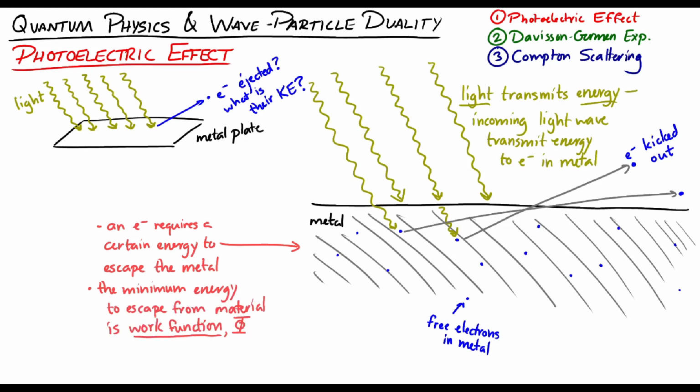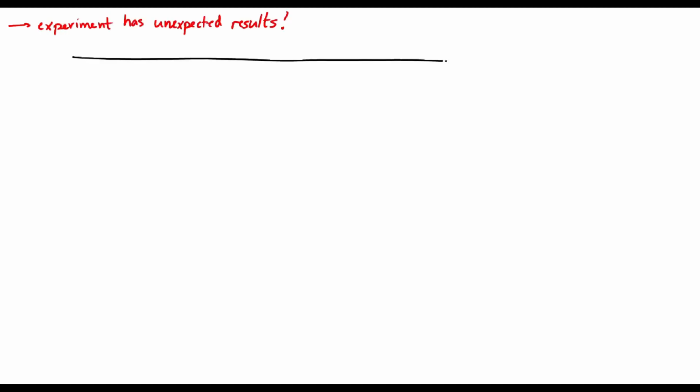It's represented with the Greek letter capital Phi. Don't get it confused with flux. And the work function for most materials is on the order of a few electron volts. So they perform the experiment, and they have unexpected results. This is a summary of them.